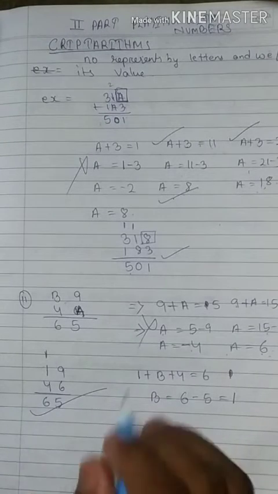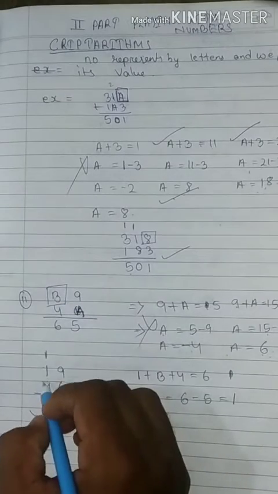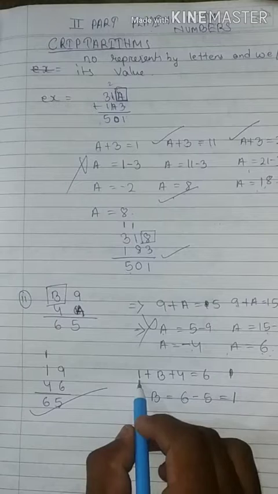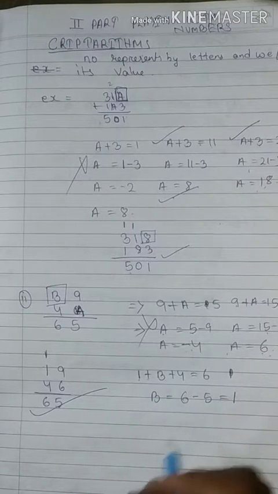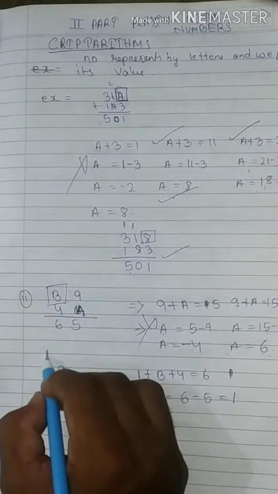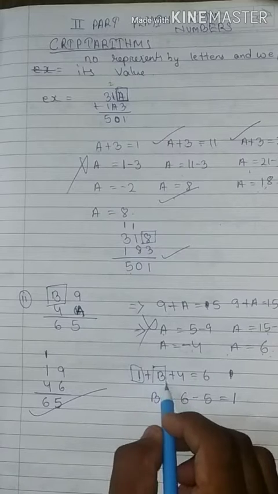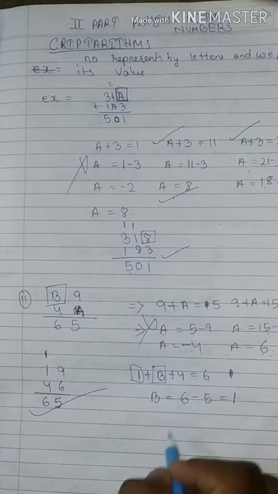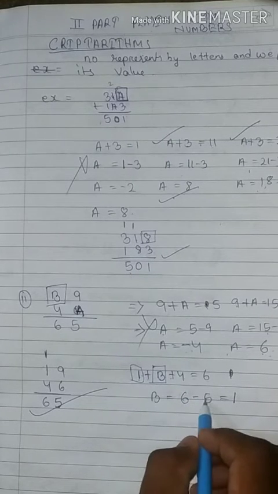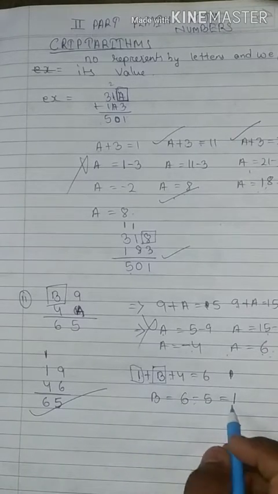You are asking about your doubt here: B, and how we kept 1 here. See here, 1 plus B plus 4 is equal to 6. How did it come? 15, 5, then here it came 1, then here it is 1. Then commonly we write B plus 4, then 4 plus 1 is equal to 5. Then B is equal to 6 minus 5, which is equal to 1.